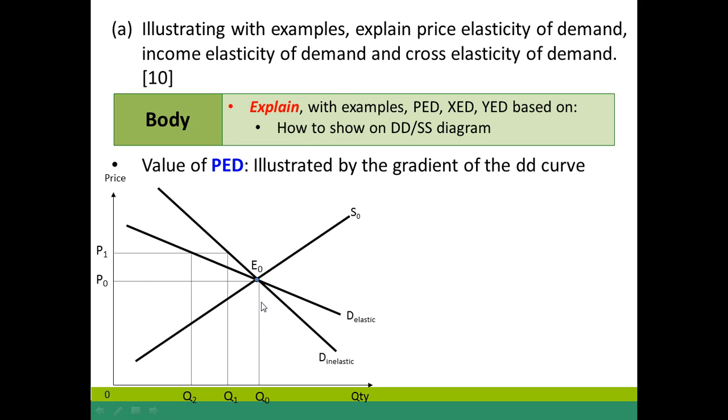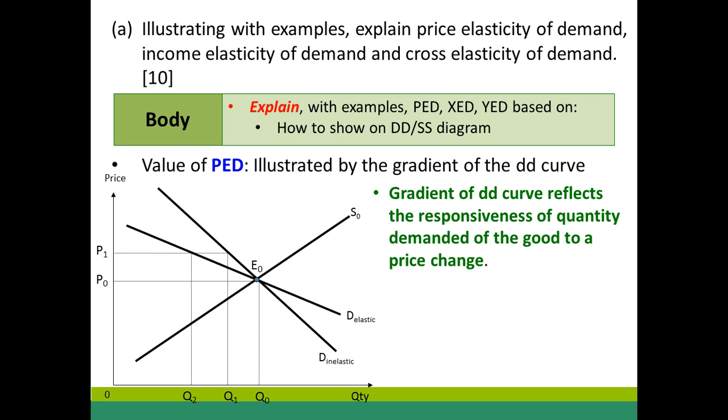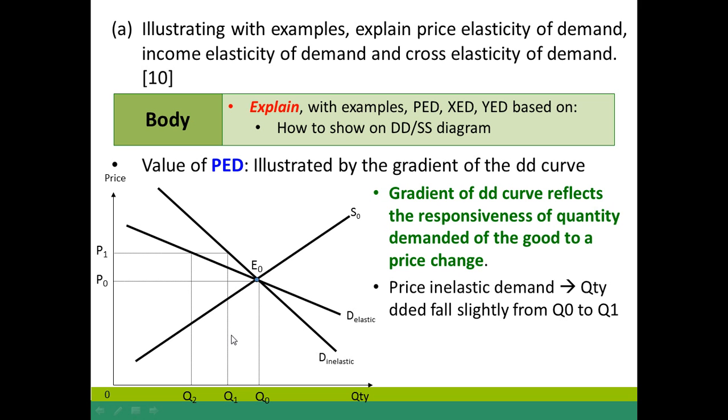So how do you show it in the AD/AS diagram? For PED, it is illustrated by the gradient of the demand curve. So the gradient of the demand curve reflects the responsiveness of quantity demanded to a price change. Okay, let me just give you an example. Right here, what happened is that we have a price change from P0 to P1.